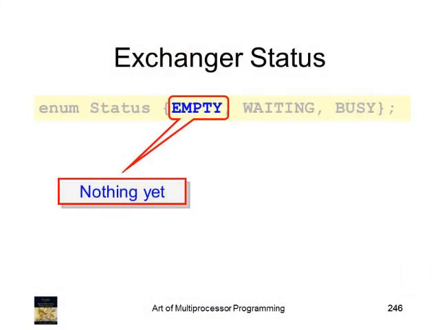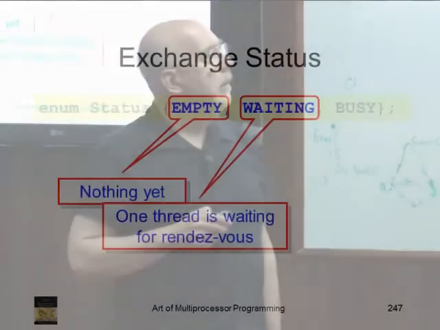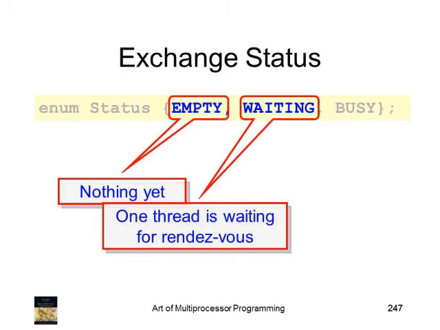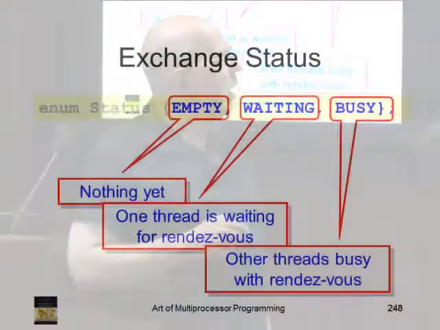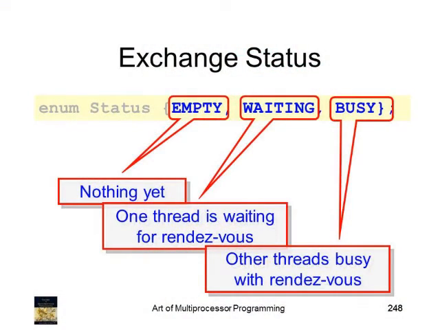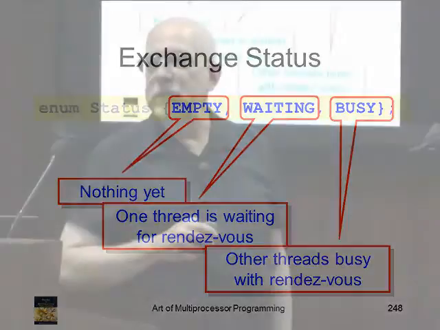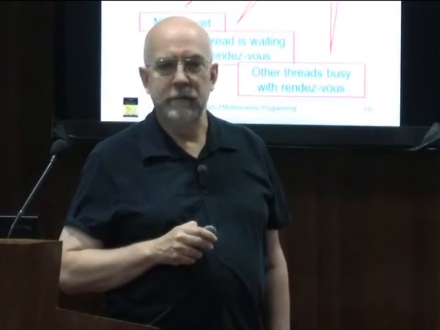The other thing that can happen is I can put something in the box and wait for someone to show up, and they don't show up. At that point, I can withdraw my offer. You need to be careful that I don't try to withdraw my offer at the exact same time someone else tries to accept it. So the status of an exchanger could be that the box is empty. It could be that one thread has put its item in the box and is waiting for someone else to come along and do the exchange. Or it could be that I want to use the box, but two other threads are using it already, so I can't.